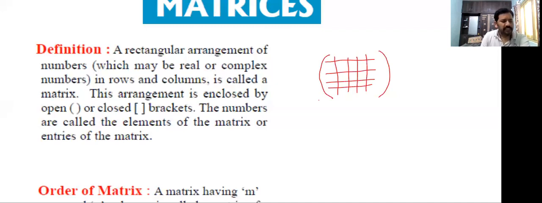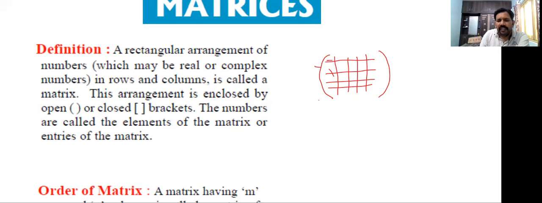Generally, what is the definition? If the complex numbers can be arranged in the form of a rectangular array consisting of the complex numbers in horizontal lines and vertical lines, this arrangement is called a matrix. The numbers are called the elements of the matrix or entries of the matrix.